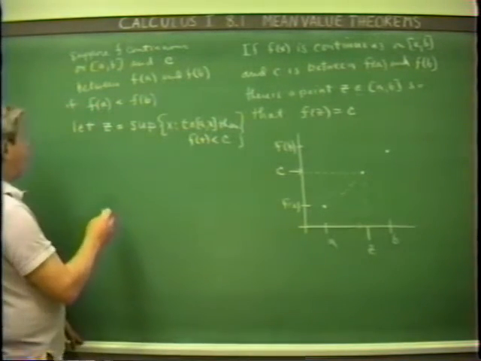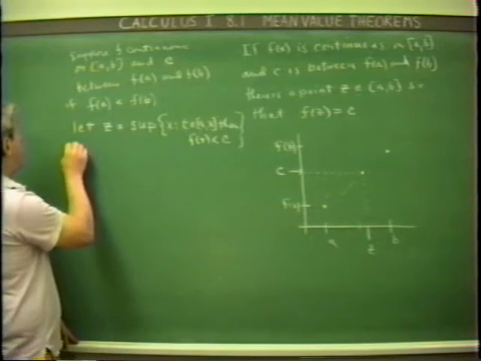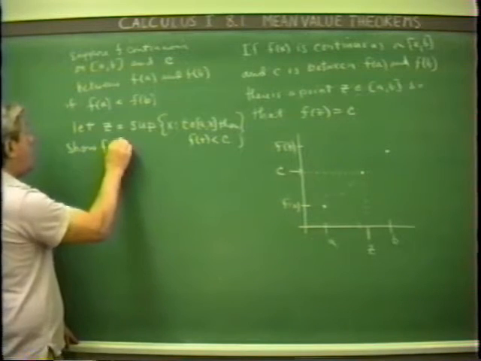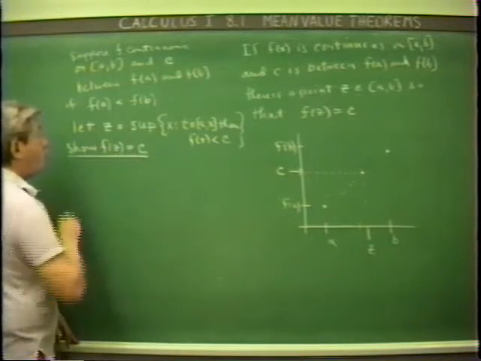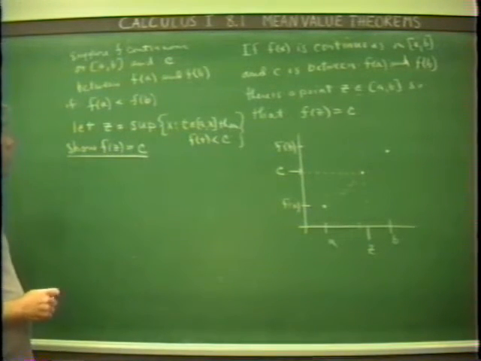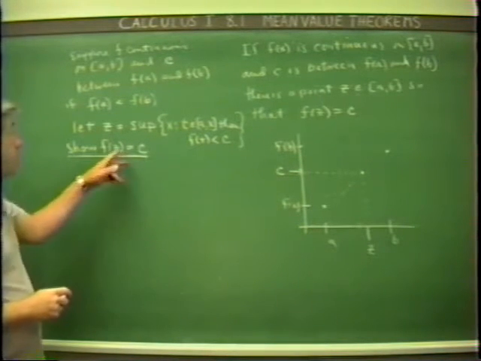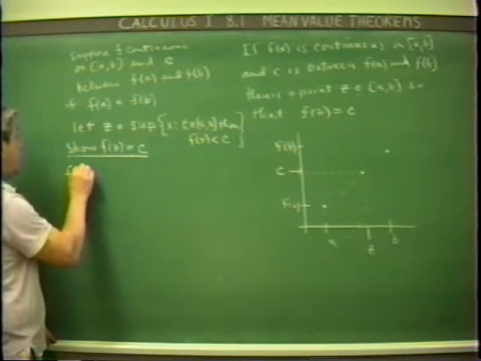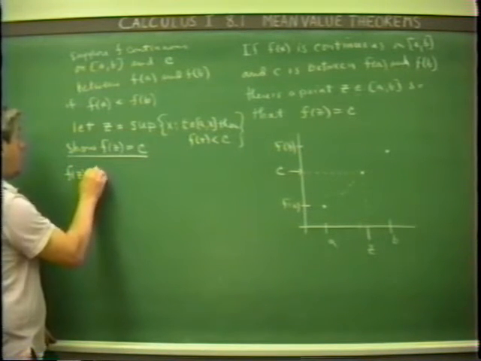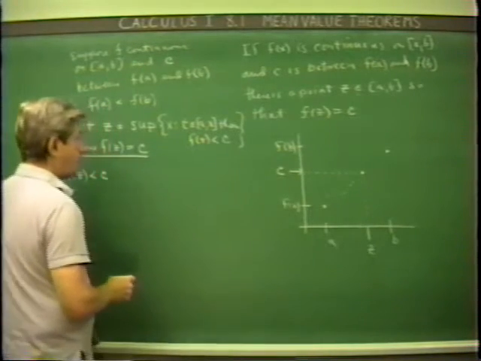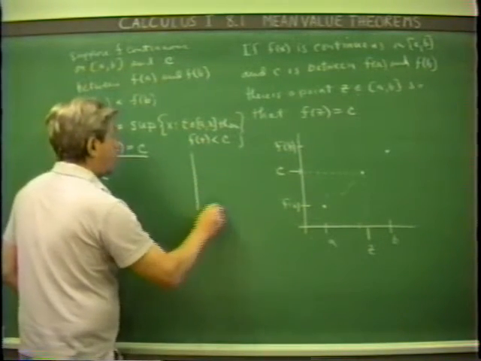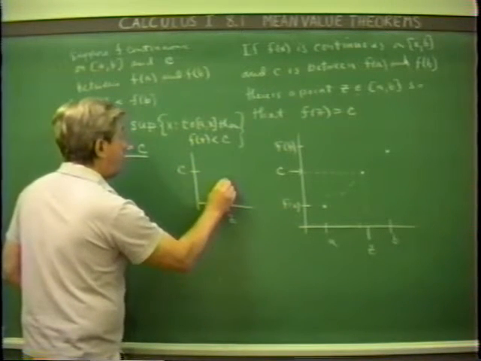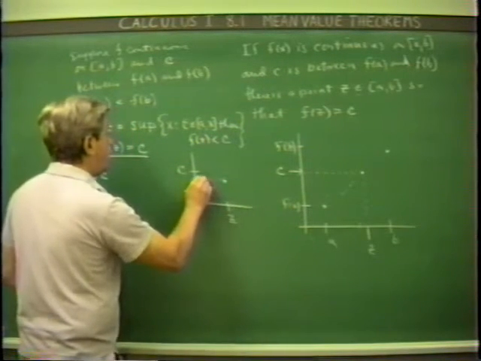So let's look at the situation. We're going to show that f of z is equal to C. In order to do that, what we're really going to do is show that it can't be less than C and it can't be greater than C. So suppose f of z was less than C. We have a picture that looks something like this. Here's C and z, and f of z is some value less than C.